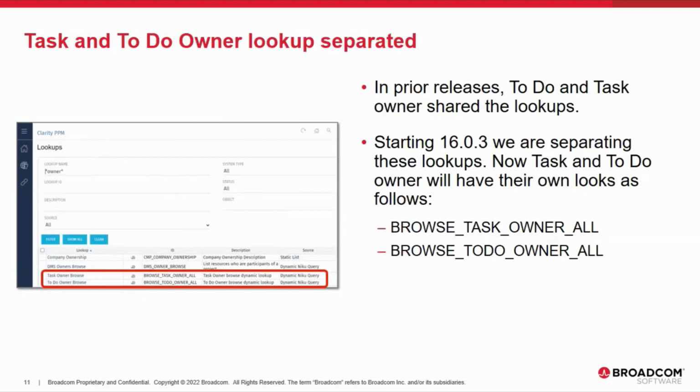Task and to-do owners have now been separated. In the past, we were using the same lookup between task owner and to-do owner. Moving forward in 16.0.3, we have separated the two, which gives us more flexibility to make changes to these lookups as needed in the future to separate the task and the to-do information. So those two have been separated.